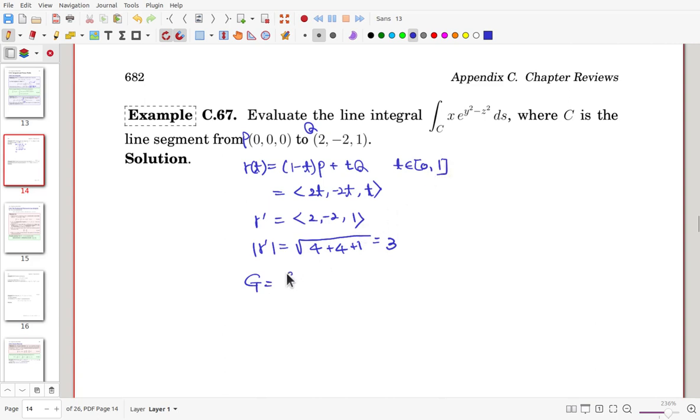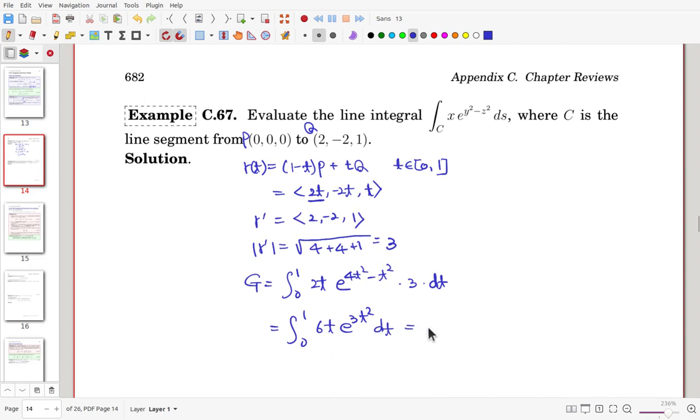So the given integral must be the same as, of course, t must be from 0 to 1, the integral from 0 to 1. Now, that is x, 2t. Over there we have x. And e to the y squared, so 4t squared, minus z squared, that is t squared. And we have to have here the scaling factor and dt. So we have from 0 to 1, 6t e to the 3t squared dt.